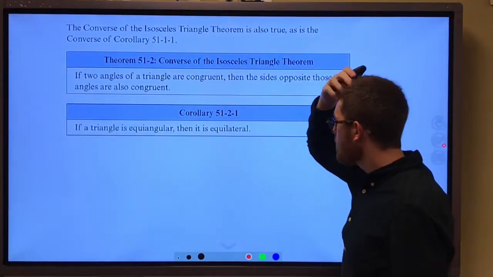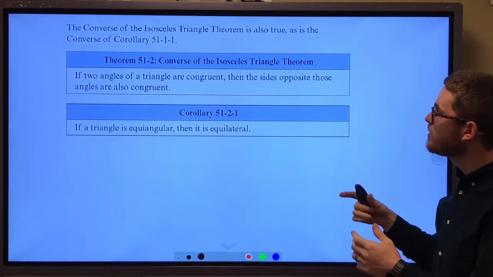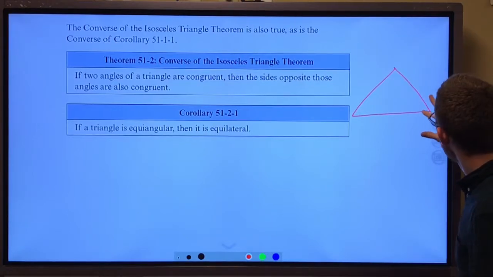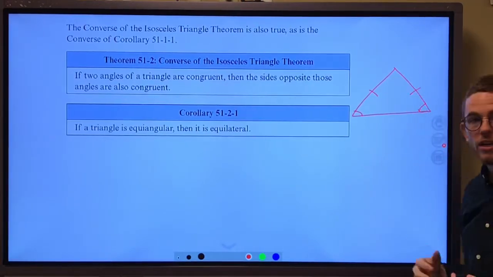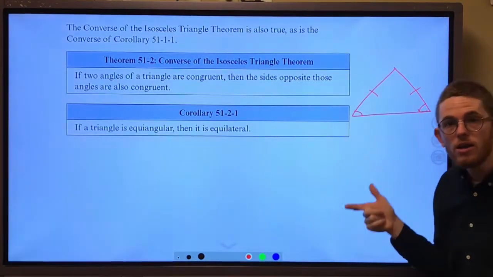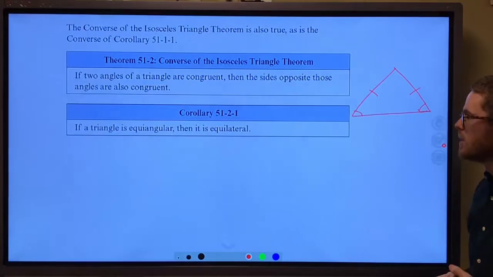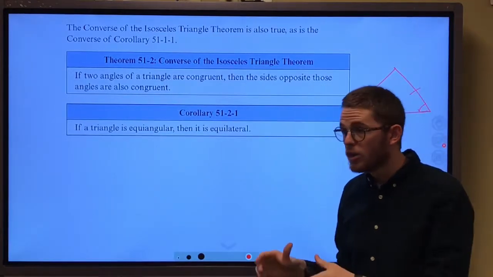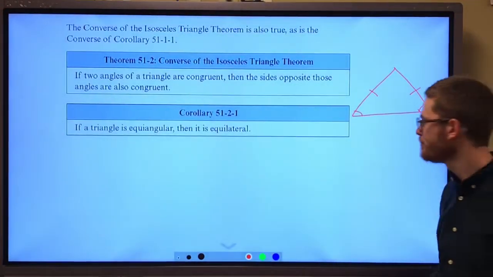Here we have the converse. If two angles of a triangle are congruent, then the sides opposite those angles are also congruent. If we know we have two angles congruent, we know the sides opposite each of those angles are also congruent. That's saying that if we have two angles congruent, that triangle is going to be isosceles. And opposite what we had said earlier, if a triangle is equiangular, it's going to be also equilateral.